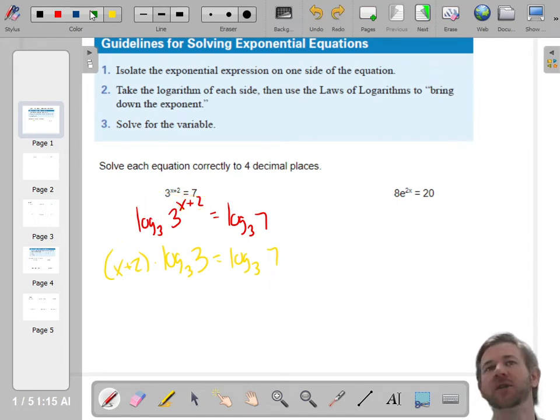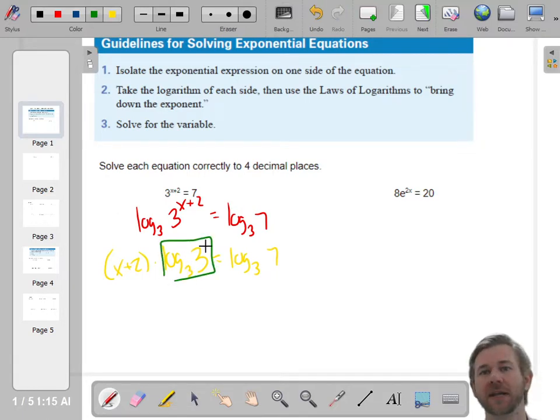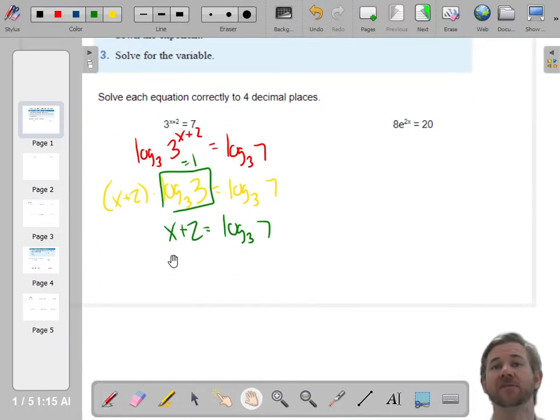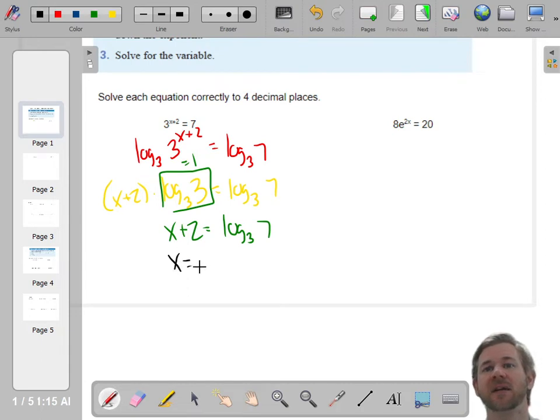The reason that helps you is because right here, the base 3 log of 3, that's 1. 3 to the first is 3. So this equals 1, which means really I just have x plus 2 equals the base 3 log of 7. And if I were to get x by itself, then I will say negative 2. Subtract 2 on both sides, plus the base 3 log of 7.